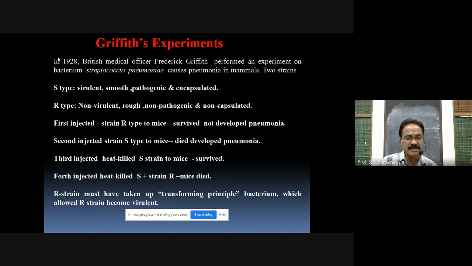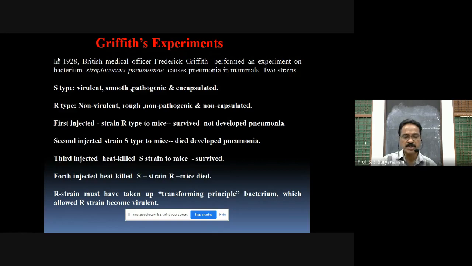The singular is bacterium. The species name is given because of the disease which it produces. That bacteria produces a disease known as pneumonia and hence the species name pneumoniae. This bacteria is responsible for pneumonia in mammals. You must know mammalian characters. Human beings are also included in the mammals.